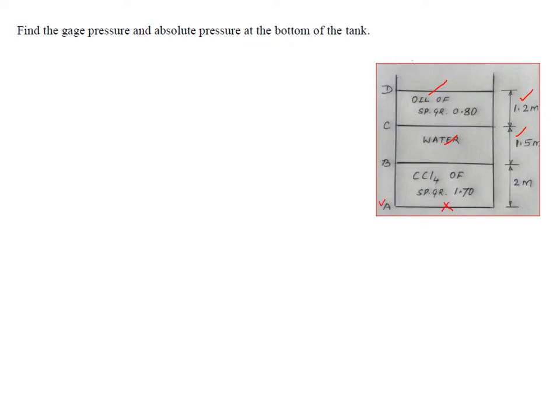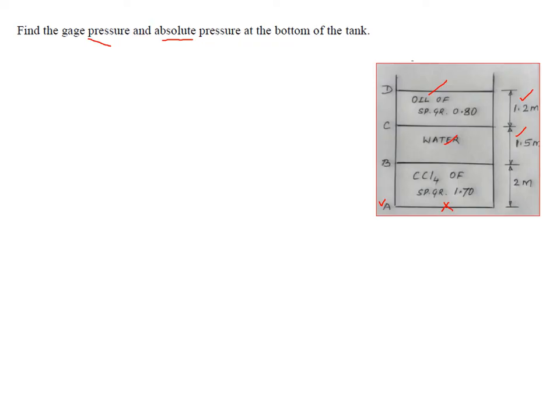So here, in terms of gauge units as well as absolute units, you know that whenever you take atmospheric pressure as datum, the pressure referred to it is known as the gauge pressure. When you take absolute zero as the datum, it is known as absolute pressure. So we had a relation that absolute pressure is nothing but atmospheric pressure plus or minus gauge pressure.